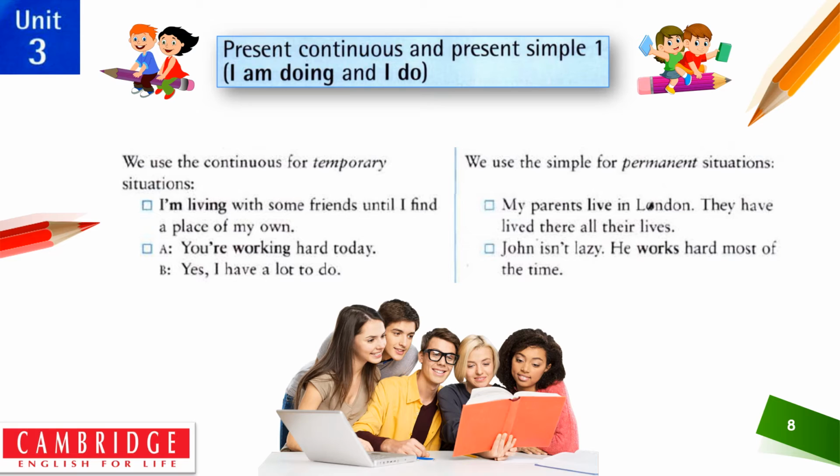You see, in these two examples, we can understand that we use continuous for temporary situations, whereas simple present tense we use for permanent situations. For example, my parents live in London. They have lived there all their lives. John isn't lazy. He works hard most of the time. You see, you can understand very clearly. We use the continuous for temporary situations, whereas we use the simple present tense for permanent situations.